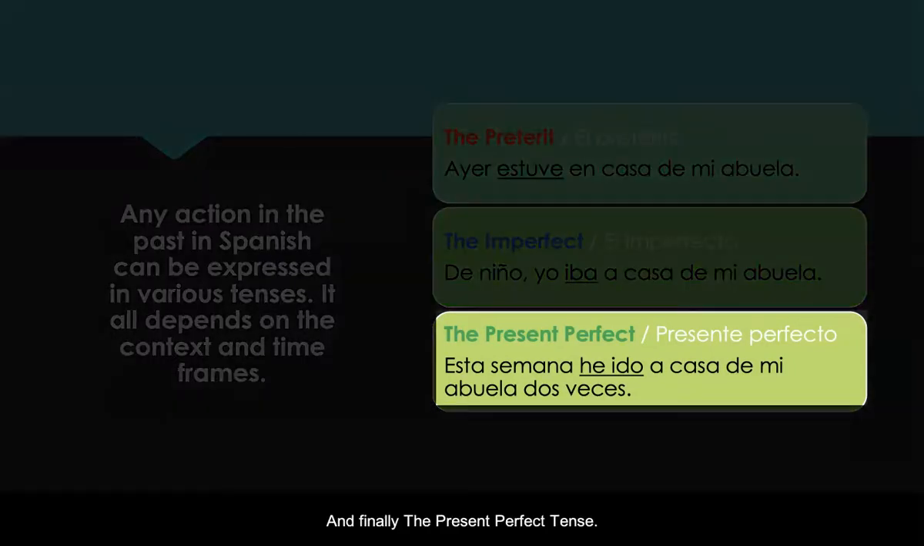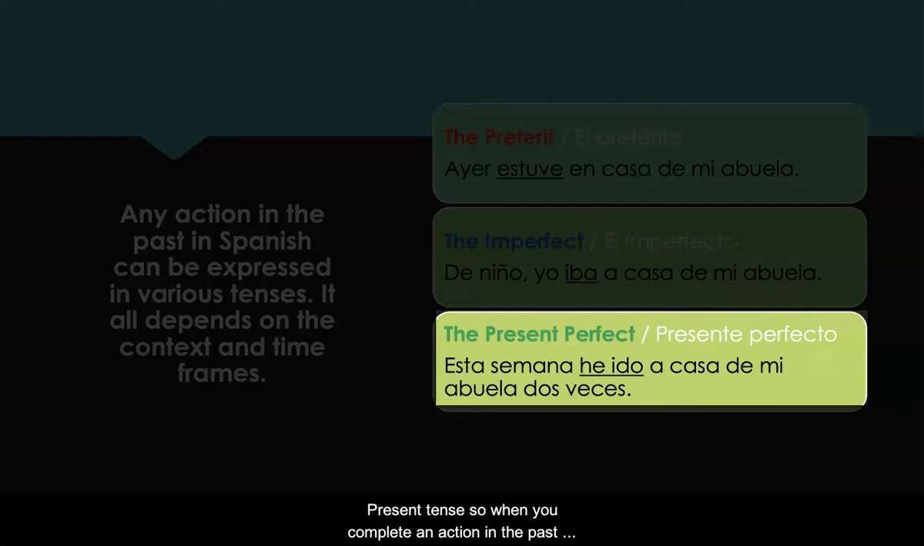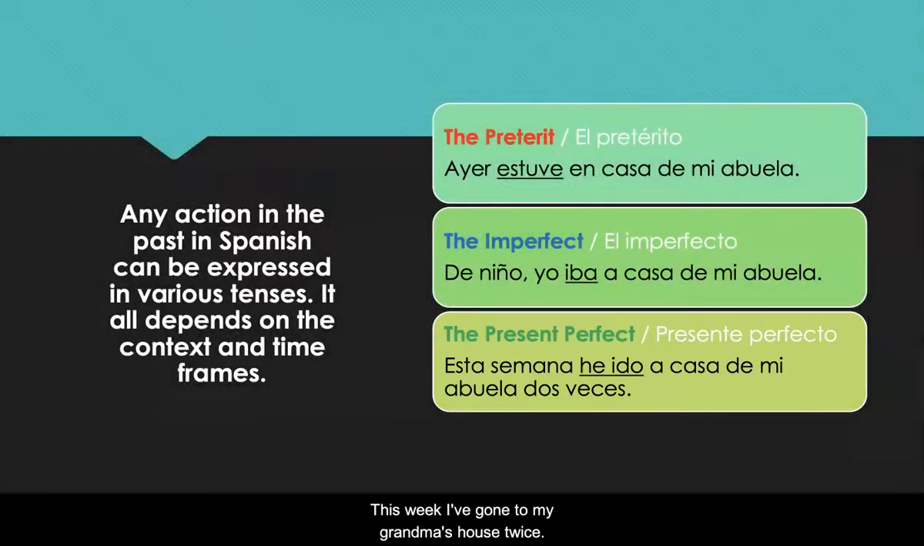And finally, the present perfect has a relationship with the present tense. So when you complete an action in the past and you want to make it look like it has recently occurred, you use this form. Esta semana he ido a casa de mi abuela 2 veces. This week, I've gone to my grandma's house twice.